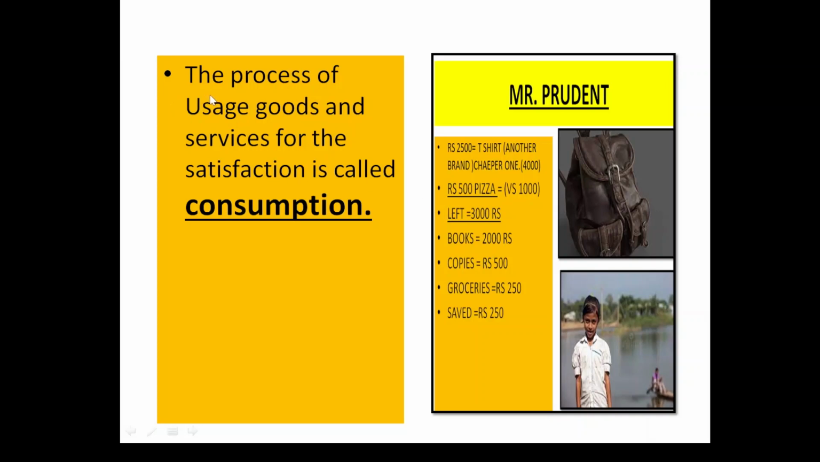Now, let us deal with the terms one by one. First of all, consumption. Consumption in economics means the process of usage of goods and services for maximum satisfaction. As we have seen in our example, Mr. Prudent bought goods like a t-shirt, he ate a pizza, he bought books, copies, groceries. All these goods and services provided him the maximum satisfaction as per his income or the resources available with him.